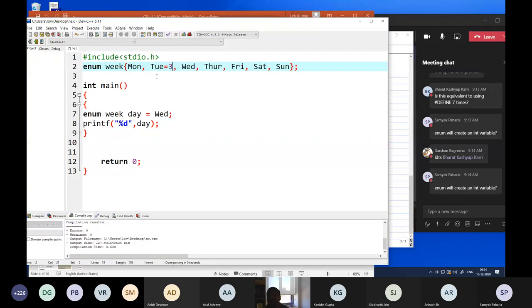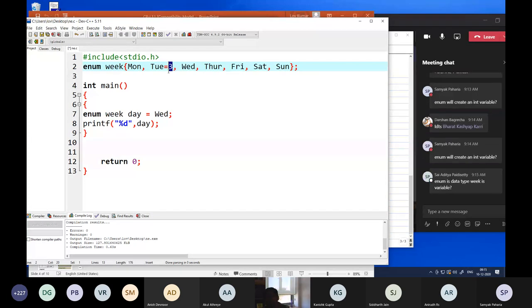Now assume that we are going to give the value. And here you can only give an integer constant value. You cannot use any real number. Only an integer constant value, or you can also say a character constant value, because character is similar to integer.